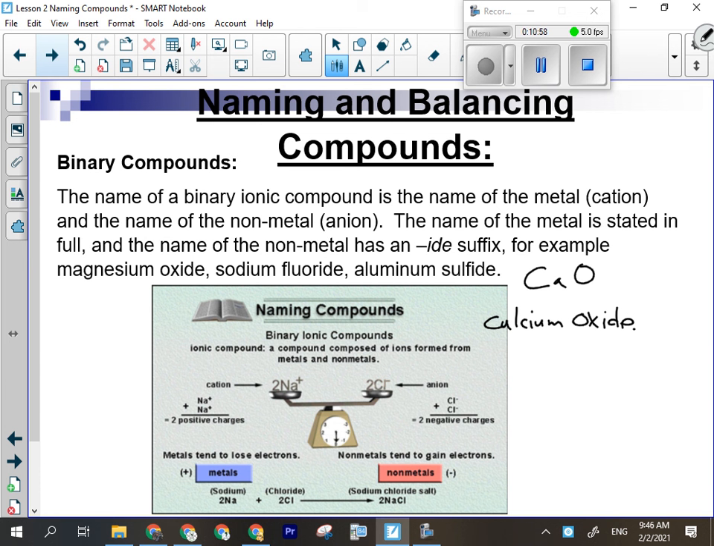That's for simple binary ionic compounds. Write the name of the metal, write the name of the non-metal, end it in ide, you're done. Now, what if I have a compound that looks like this? What would that be?